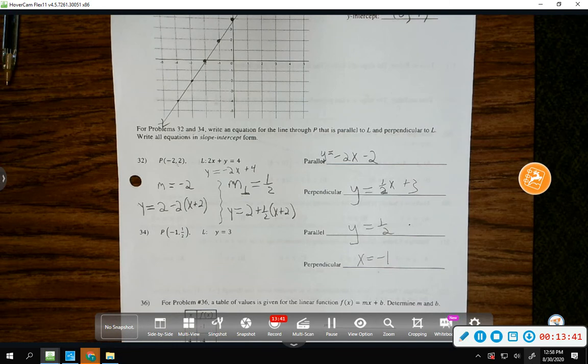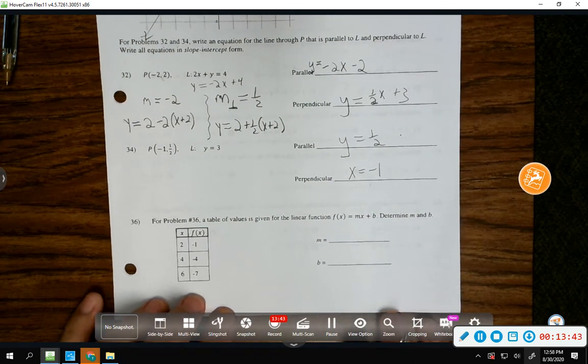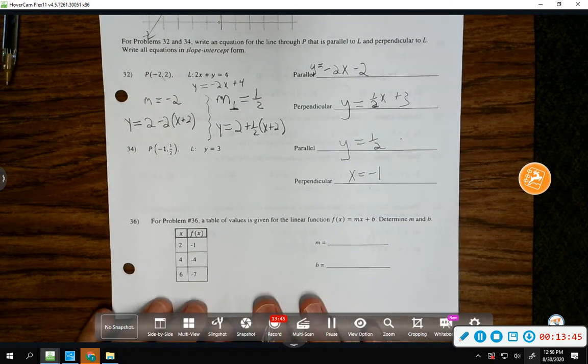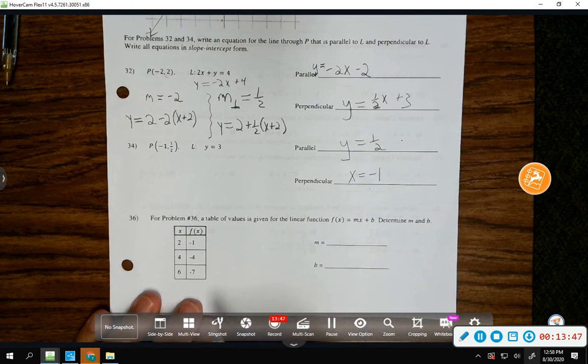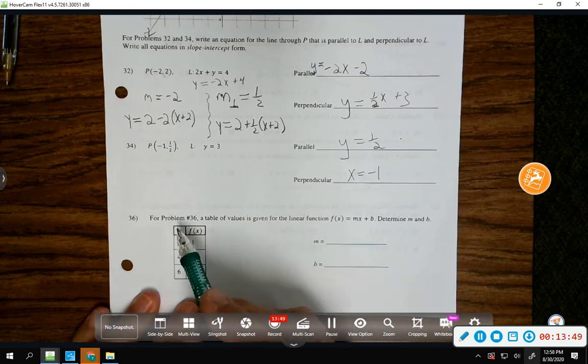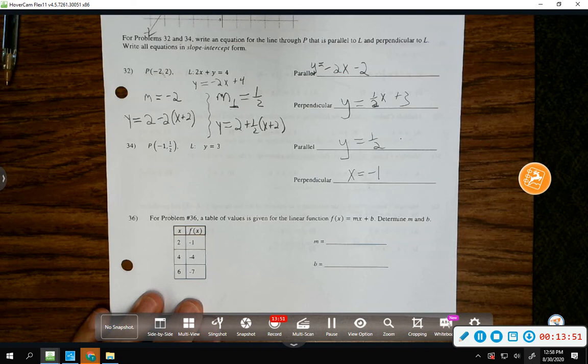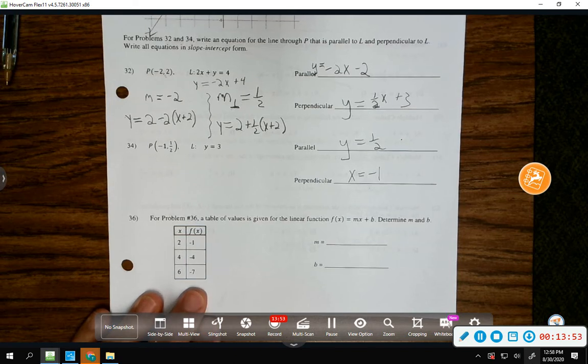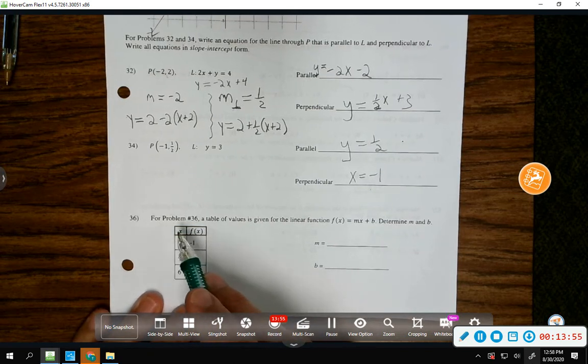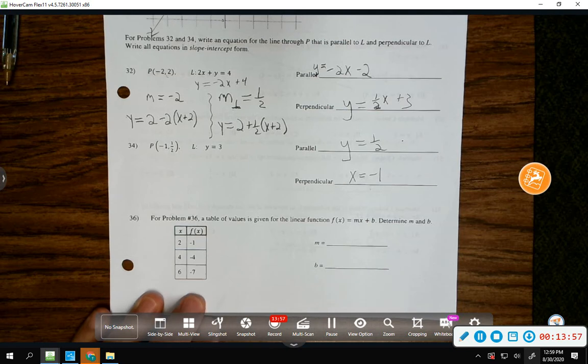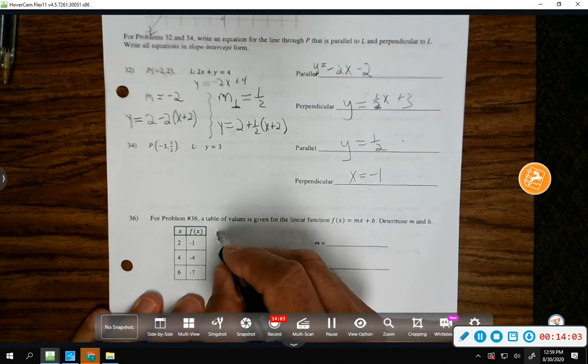Problem number 36. This is the same process that we've already done. But a lot of times if we have more than one point given, it tends to confuse students. Don't let this confuse you if they want the equation of the line with more than one point. It's the same process. Find the slope between 2 points. How do I find the slope?